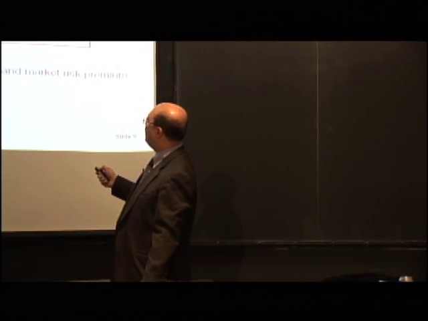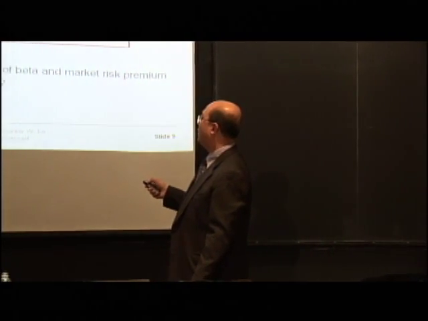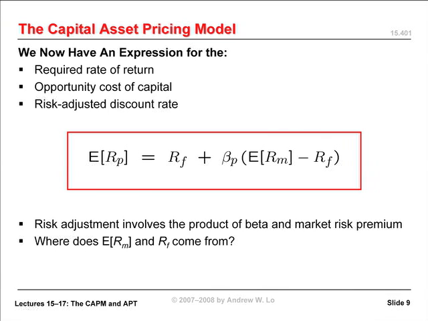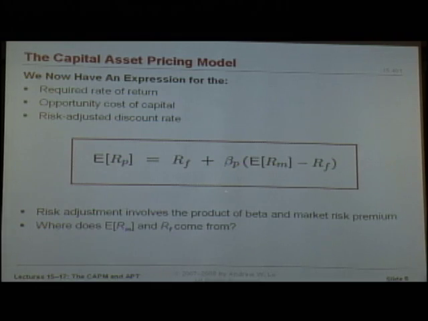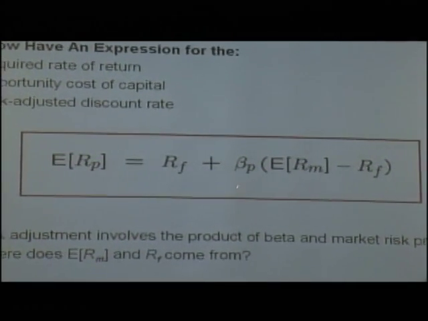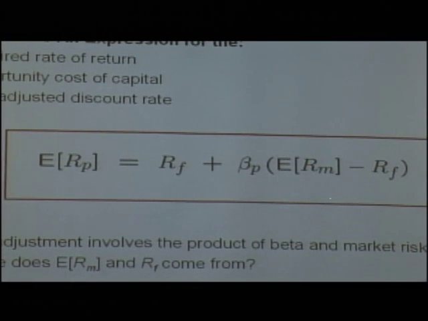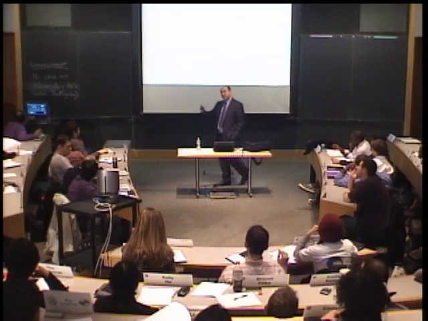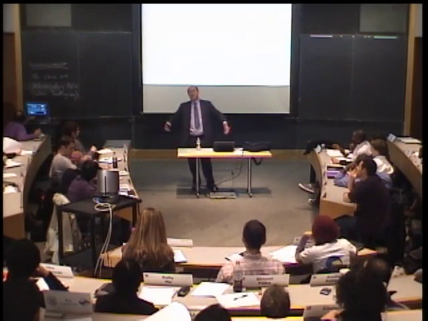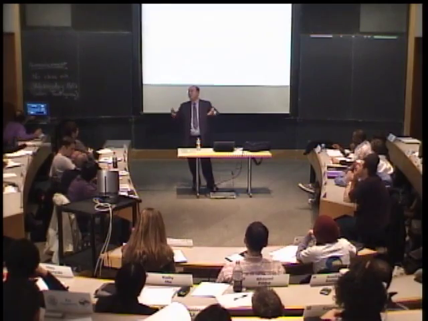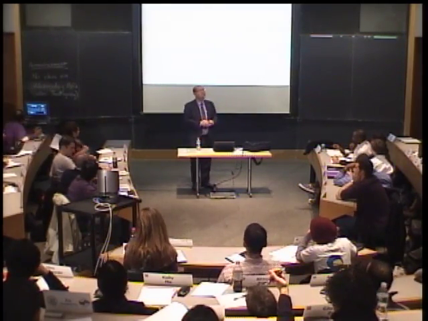So we have an expression for the required rate of return, opportunity cost of capital, risk-adjusted discount rate, for all the various different kind of examples and cases that we looked at up until now. And the last point I want to make about this equation is, how do you actually take it out for a spin? How do you estimate the expected rate of return on the market and the risk-free rate? Well, that comes from the data. That comes from the marketplace. We observe it in the marketplace, and we can actually see it.